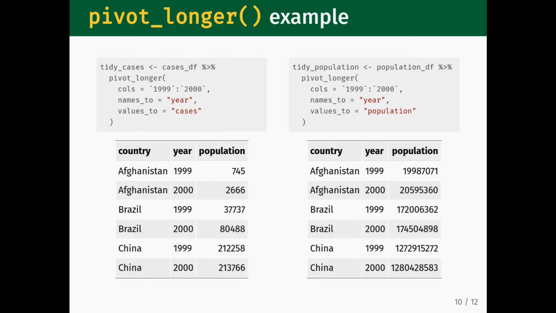The output of these two pivot_longer functions will be these two longer tables of data. But there is one last problem here. Our data is still in two separate tables, which is a problem given that it's really part of the same dataset.